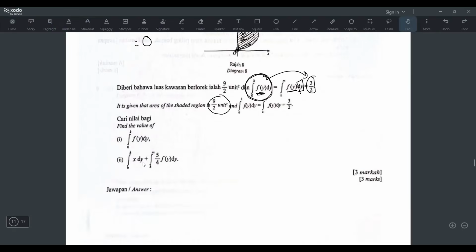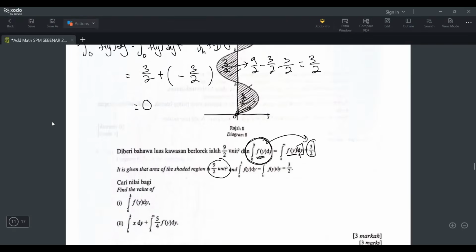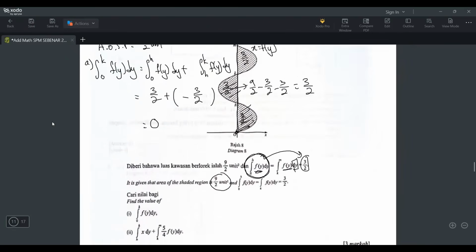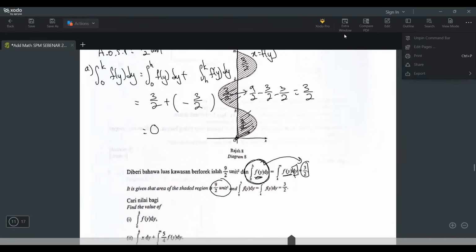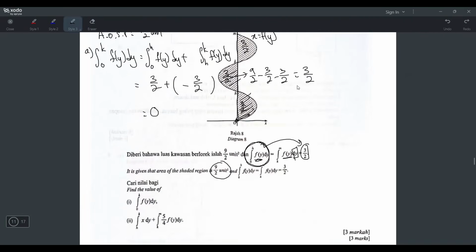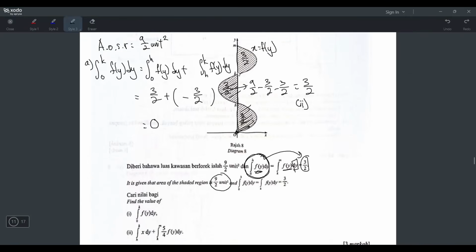Integrate h to k x dy plus integrate k to m 5 over 4 fy dy. Okay, let's do it now. So question 2. Integrate h to k x dy. What's the answer? H to k. So let's go here. Integrate h to k x dy. And then we all know x is fy, right?